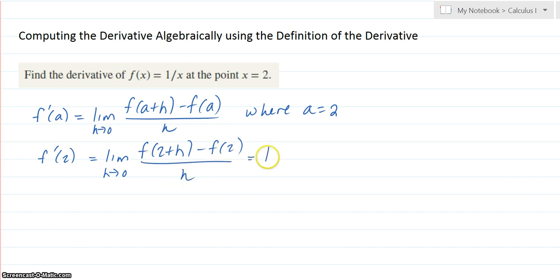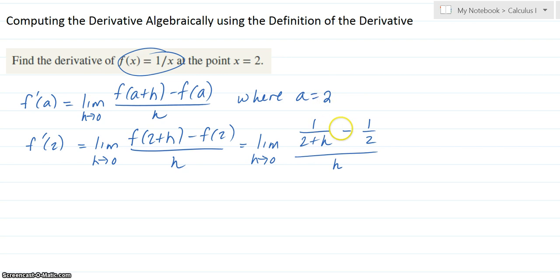So I'm going to write the limit here. We know that f of 2 plus h is 1 over 2 plus h, since this is f of x right there. And then we're going to subtract f of 2, which is 1/2. I'm going to still divide that by h. So I have a double fraction here. So I'm going to multiply numerator and denominator by the LCD of that double fraction, to get rid of that complex fraction.